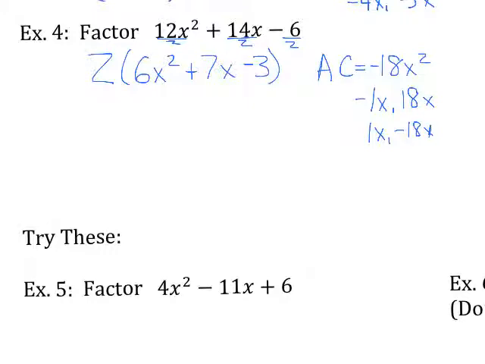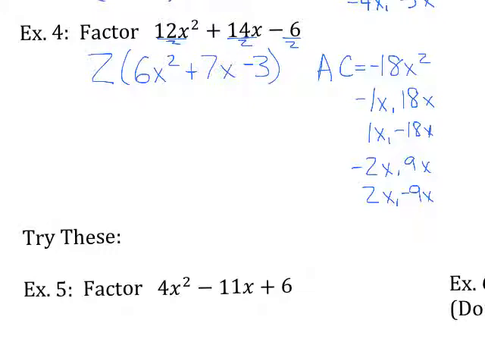On the flip side, I could do positive 1x and negative 18x, because that would also give me negative 18. So I'm just going to stop here and check, do either of those add to 7? And they don't. This one adds to negative 17, this one adds to positive 17. So let's keep going. So what else could I do? 2 and 9. So negative 2 and positive 9, or positive 2 and negative 9.